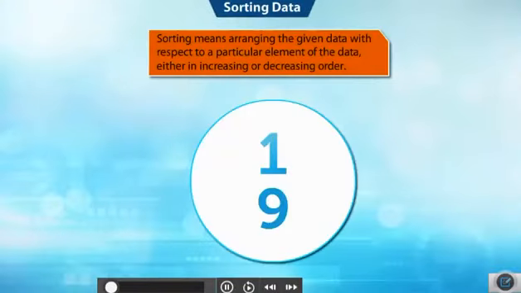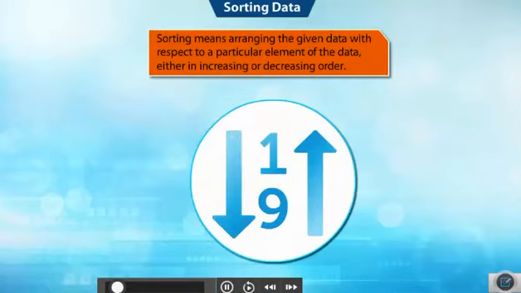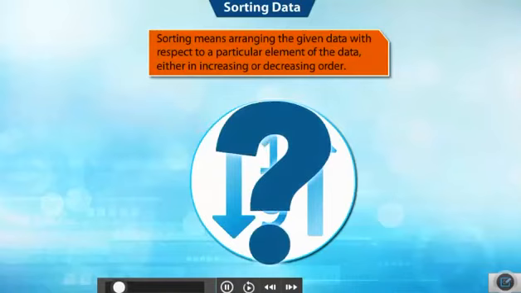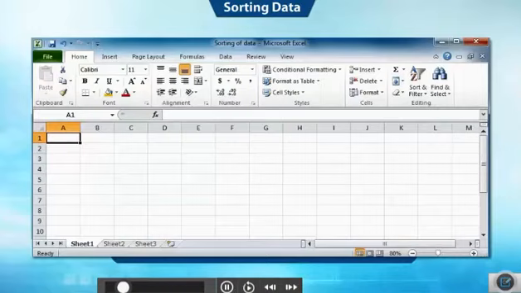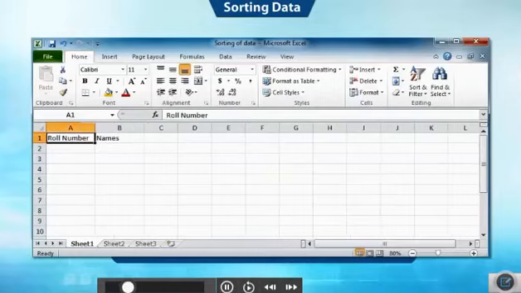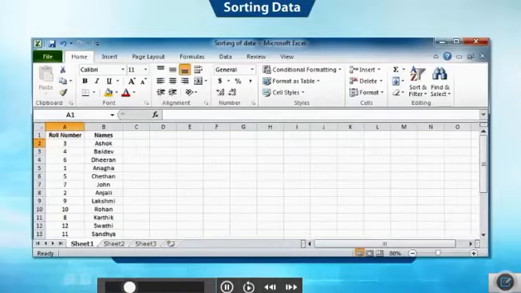Sorting means arranging the given data with respect to a particular element of the data, either in increasing or decreasing order. Let us learn how to sort data in Microsoft Excel. Before sorting, let us first create a database which has the fields roll number and student names. Your database should look like this. Now, let us sort the roll number field.